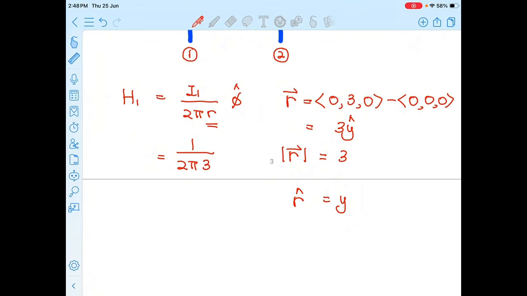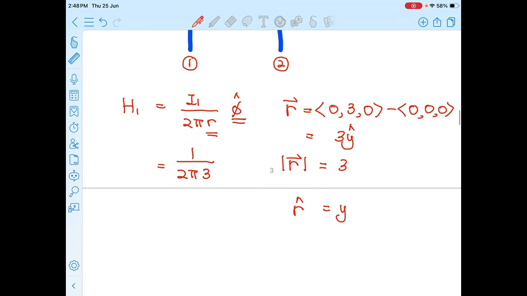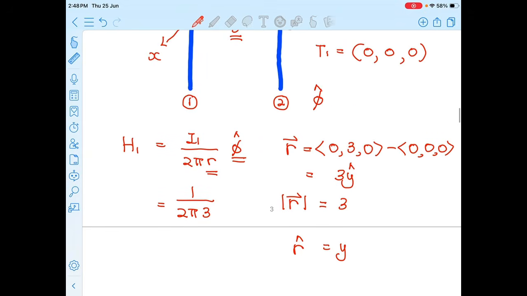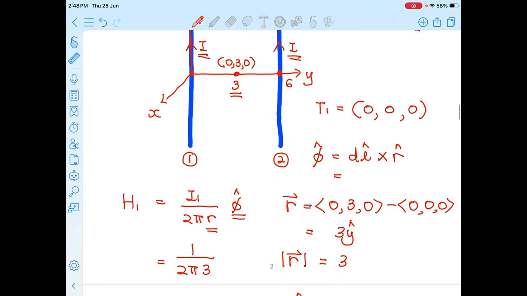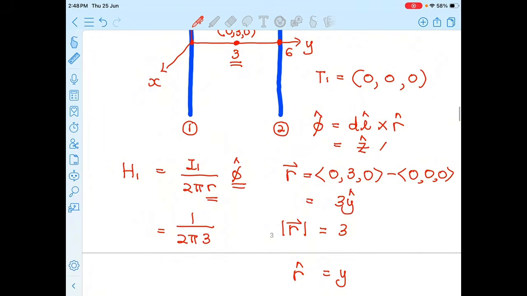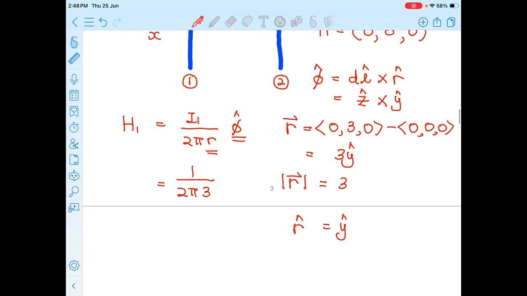R is 3. And this H is equal to, if you remember, I dl, the direction of the current flow, cross product with the unit vector r. Over here, look at the direction. I assume it to be the z direction, so I write down z, and cross product with y. The cross product of this is equal to negative x, because of the opposite rotation directions.